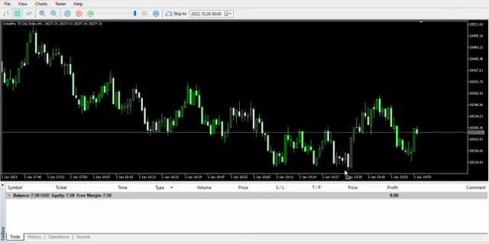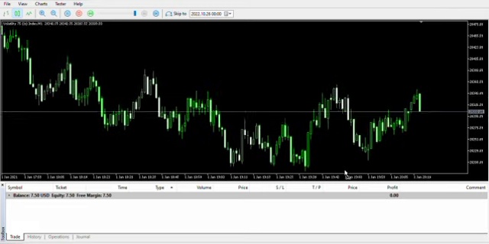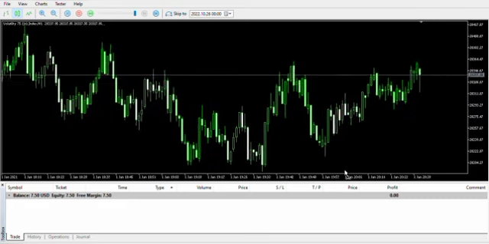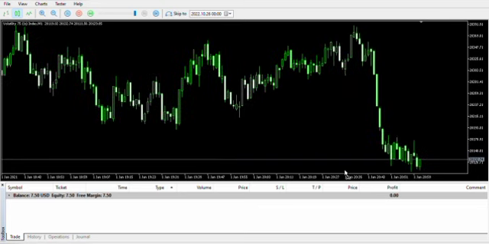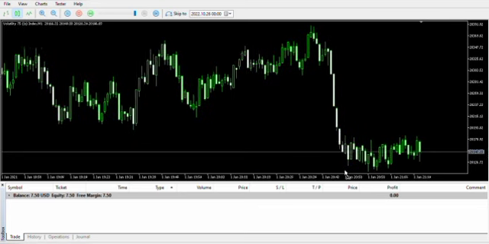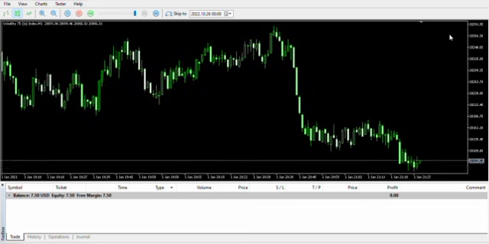Actually, there was a function I removed. I don't know if you like it. The function allows the EA to trade at a particular period.